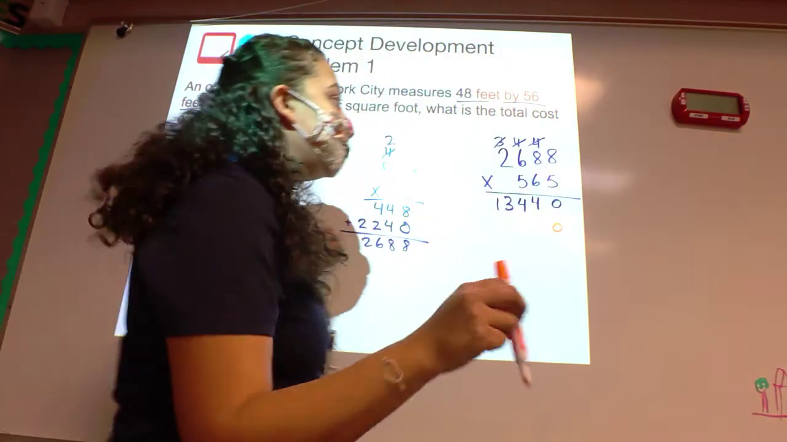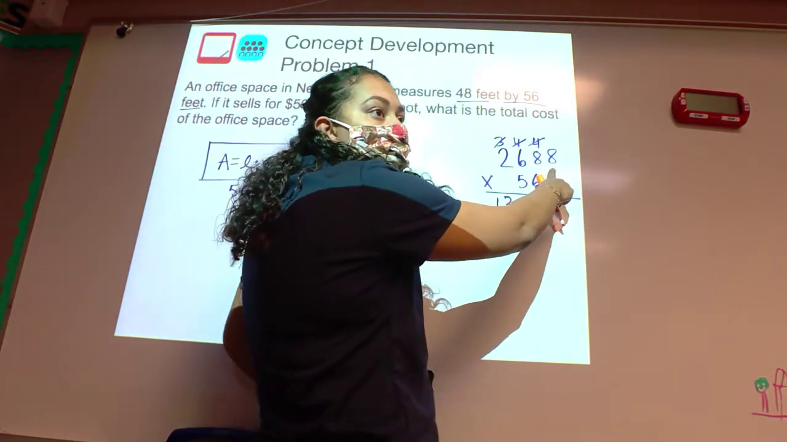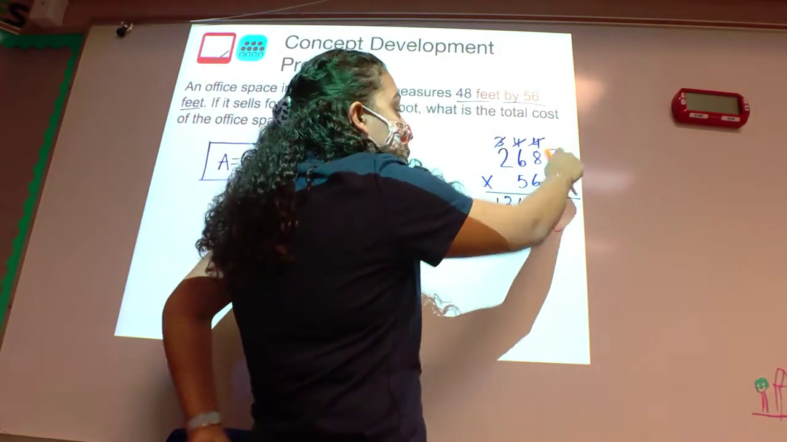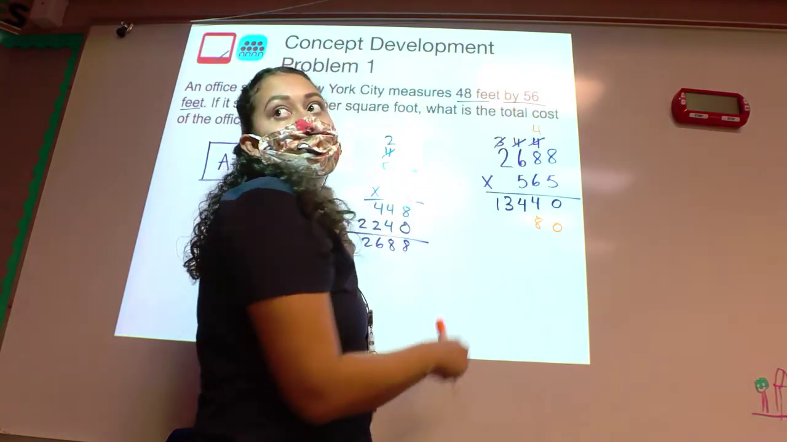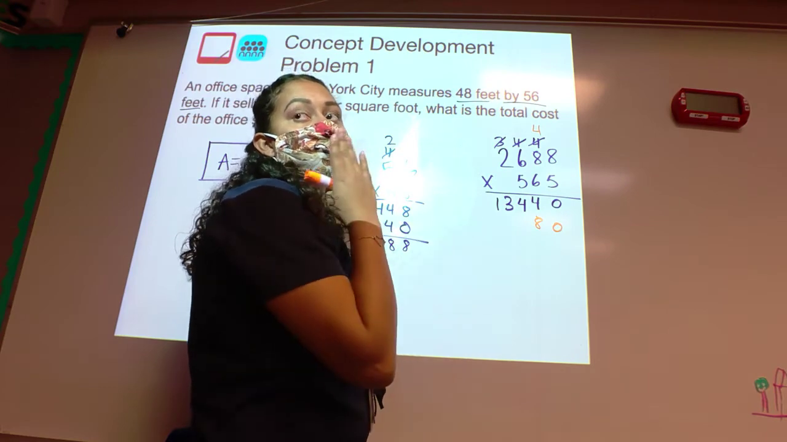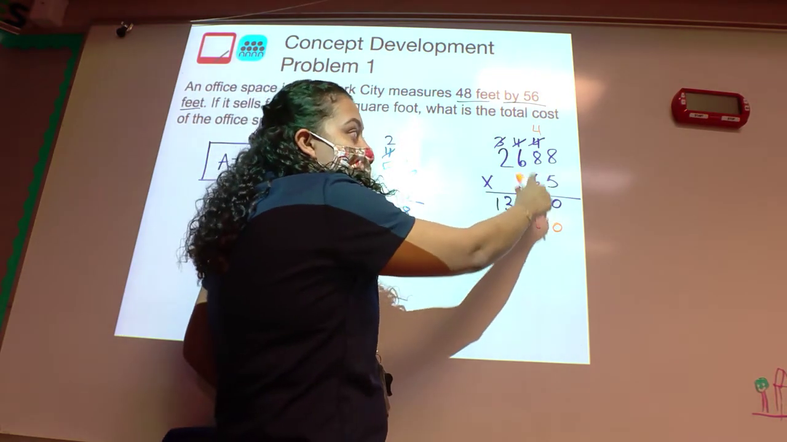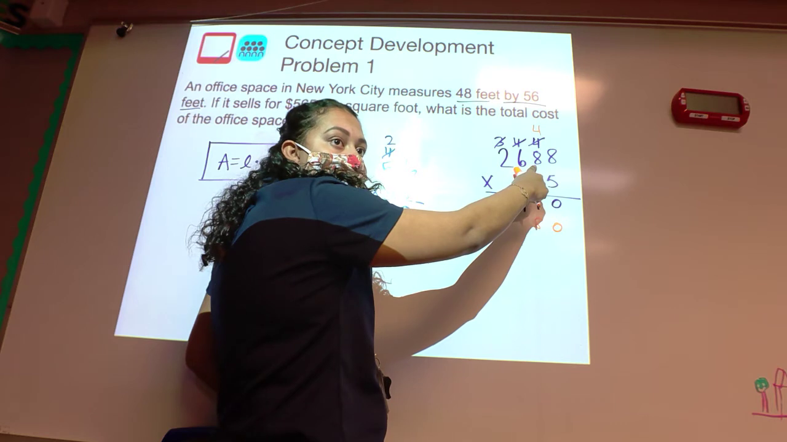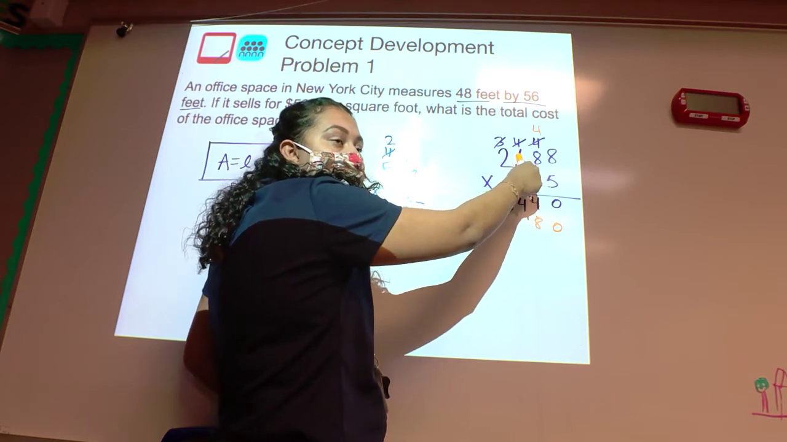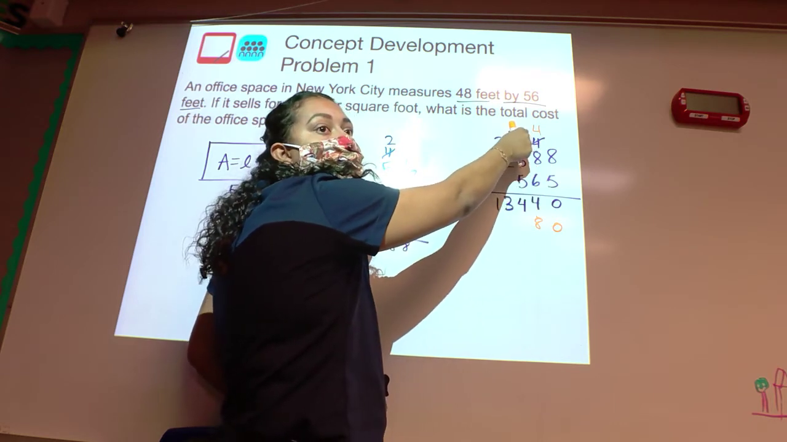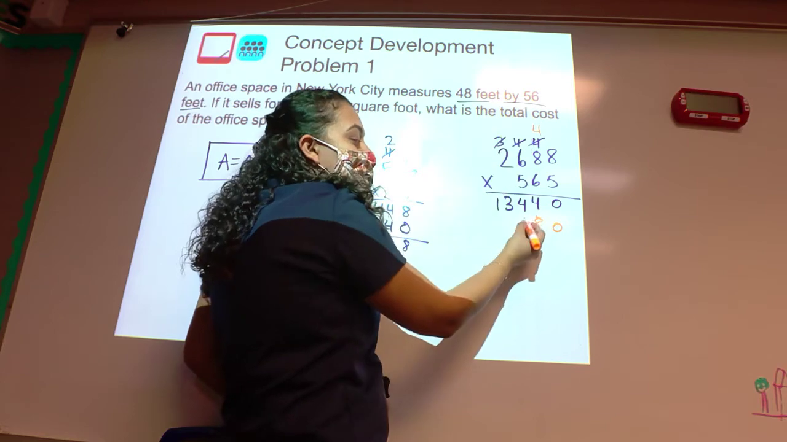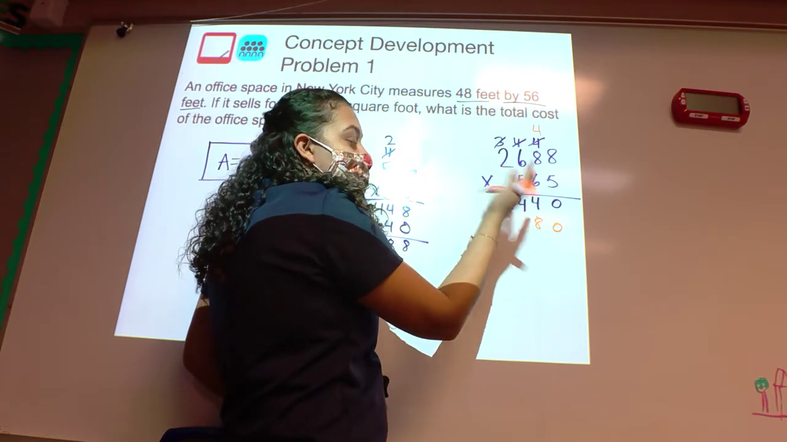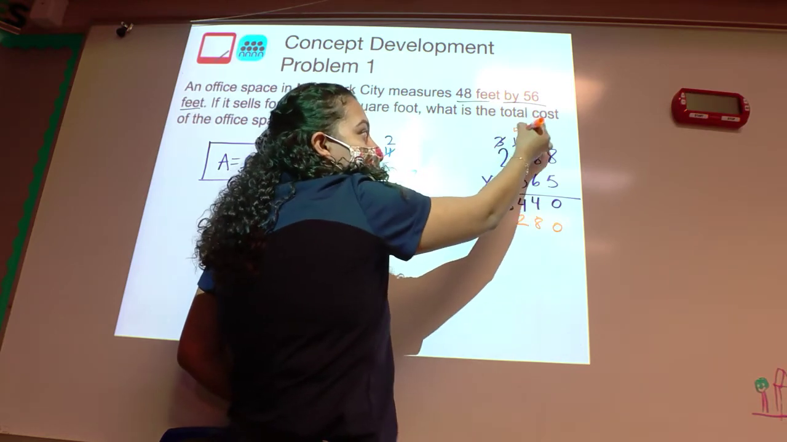All right, so we were at 6 times 8, 48. So 8 here. Carry the 4 above the 8. Okay, so now 6 times 8. 48 plus 4, 52. So 2 here. Carry the 5.